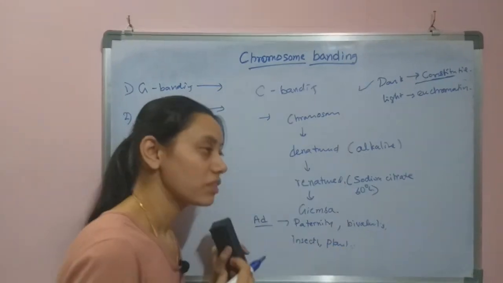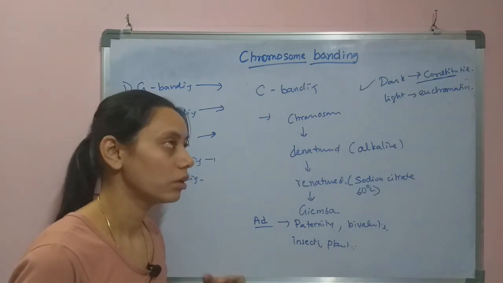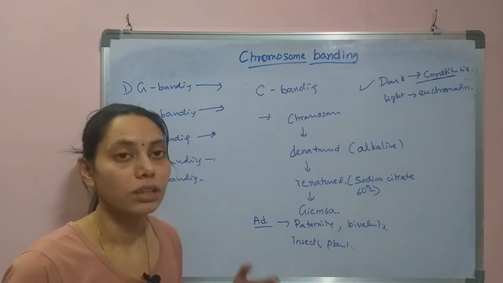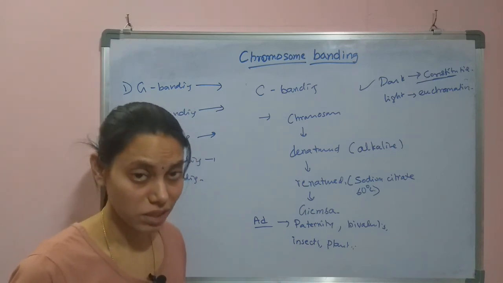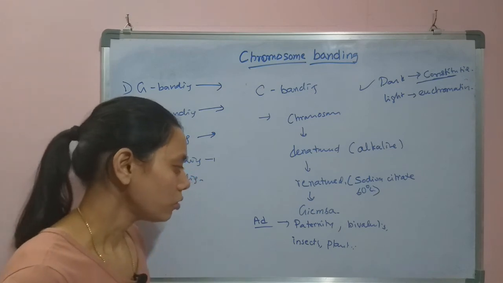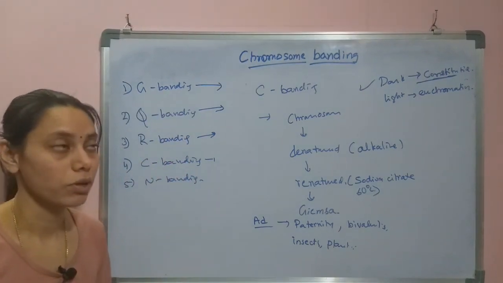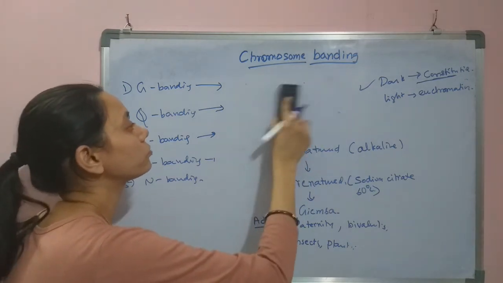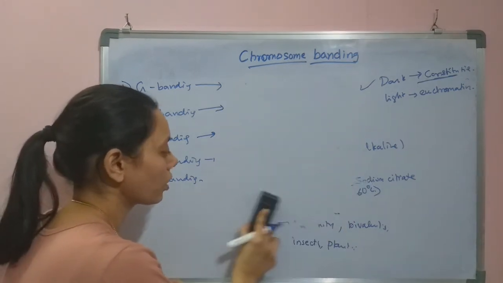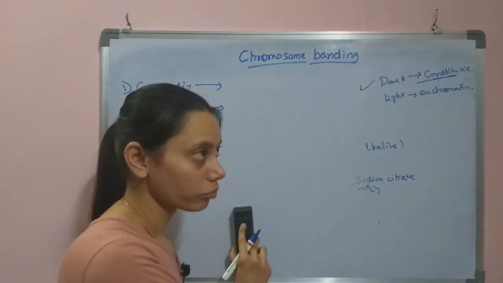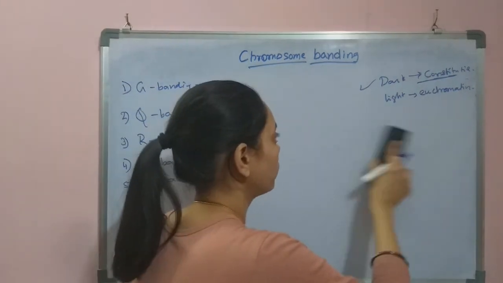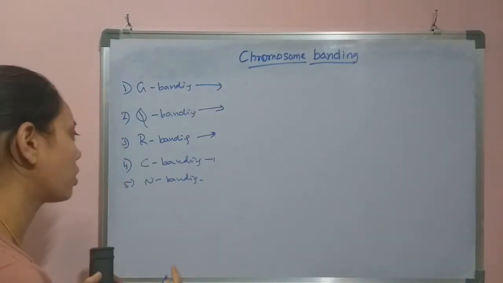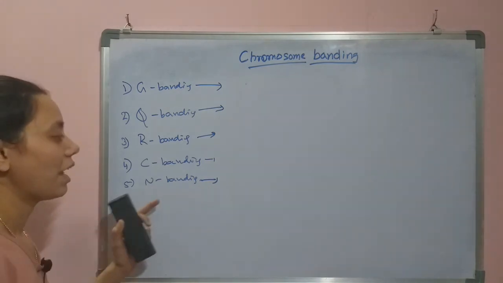So this method is suitable for visualizing the chromosomes of insects and plants as well, because the repetitive DNA will be higher in them. So that is the main advantage of the C banding technique. We can find the evolutionary relationships as well. So these are the advantages of the C banding technique. Coming to the last one, that is N banding.